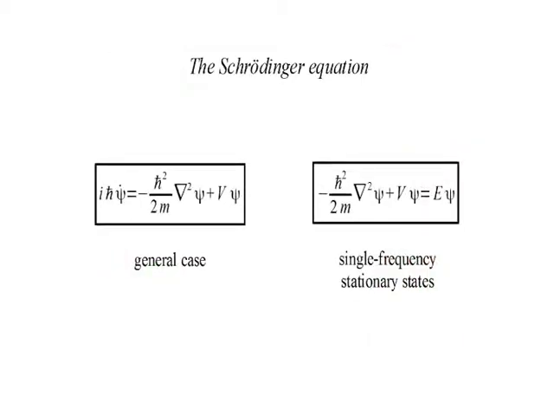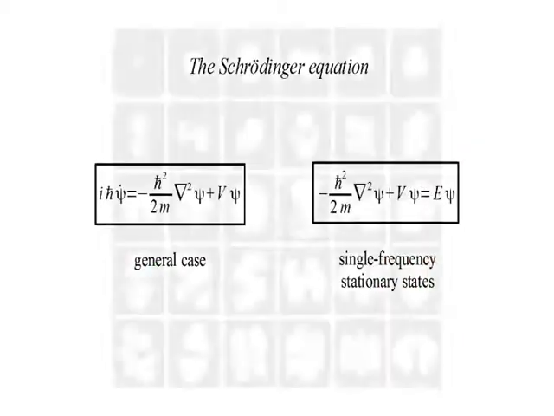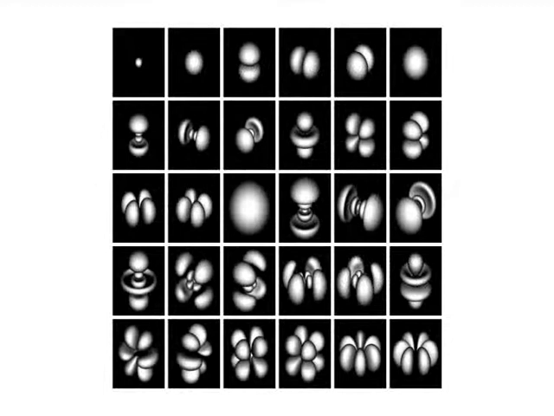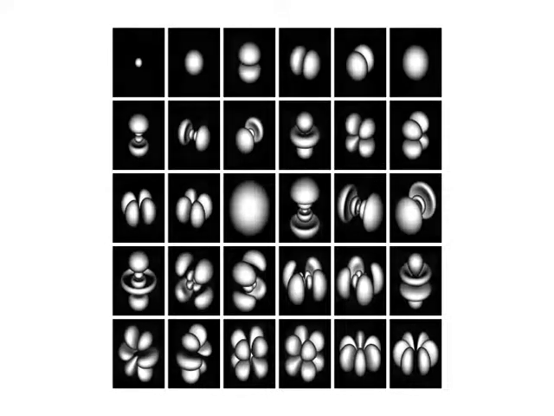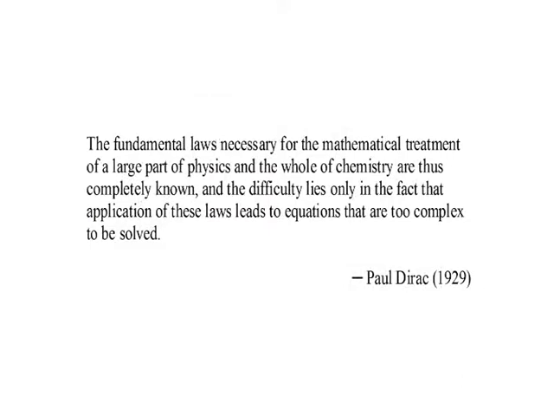As people continued to study the Schrödinger equation and its solutions, they found it precisely explained an ever-expanding range of physical phenomena. So by 1929, physicist Paul Dirac was justified in writing, "The fundamental laws necessary for the mathematical treatment of a large part of physics and the whole of chemistry are thus completely known, and the difficulty lies only in the fact that application of these laws leads to equations that are too complex to be solved."